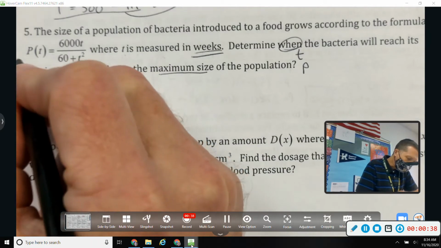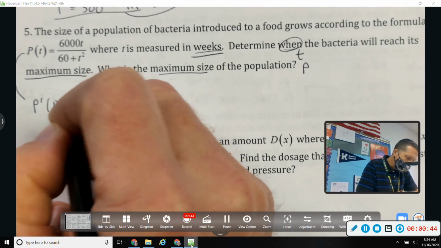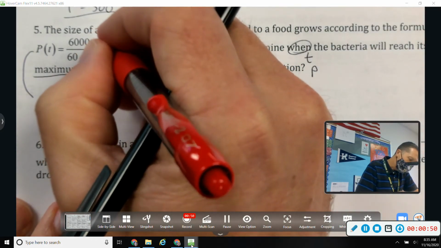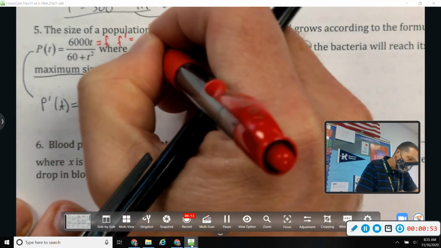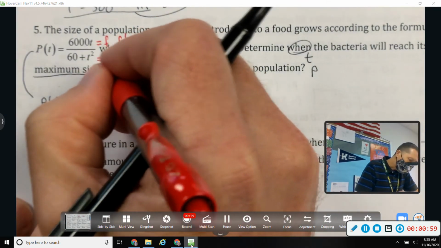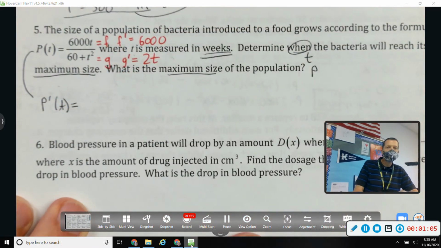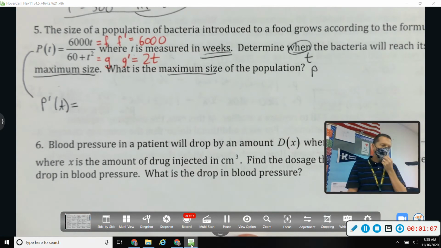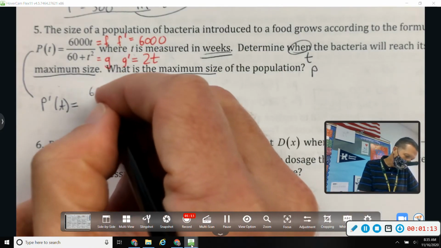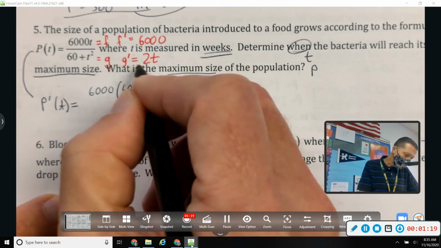So if we want to maximize P, we need a P prime, which means I'm going to need the quotient rule. So F is the top, so F prime will be 6,000. G is the bottom, so G prime will be 2T. And then the quotient rule is GF prime minus FG prime.